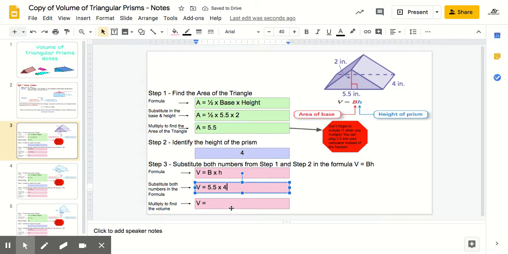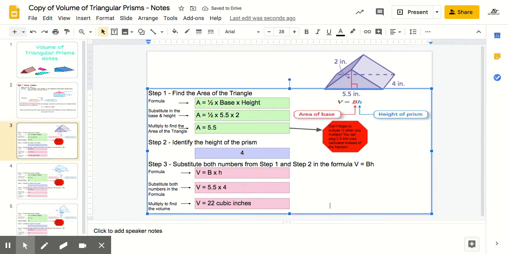Now to find the volume of this triangular prism, I simply need to multiply these two numbers together. So I'm going to multiply 5.5 times 4. And when I do that, I get 22. Okay, so that tells me that the volume of this triangular prism is going to be 22 cubic inches. Okay, and that's it.